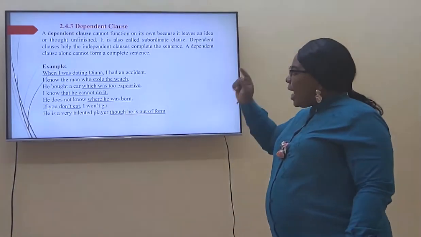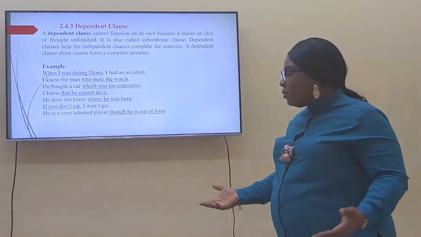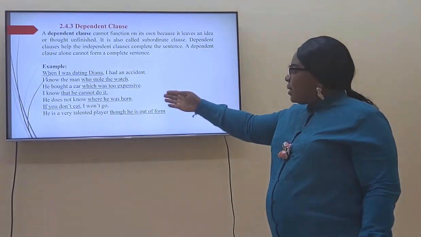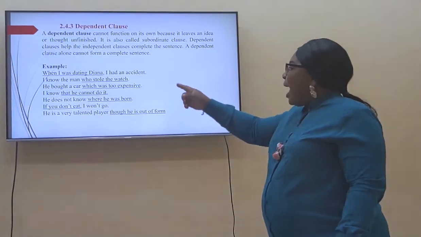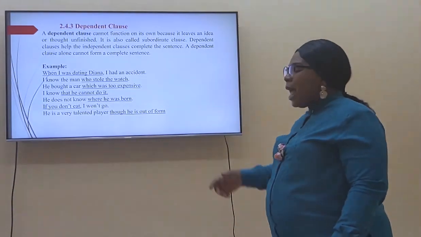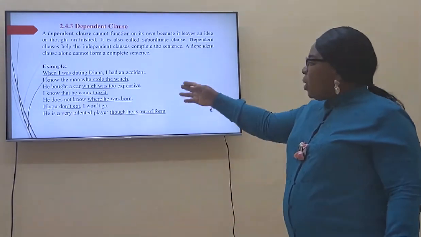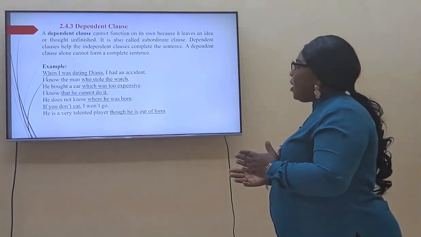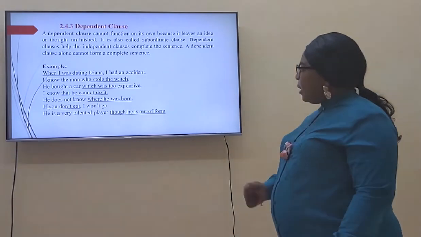The next one, I know the man. Okay? You know the man. Which man? Who stole the watch? You see that? He bought a car, which was too expensive. I know that he cannot do it. I know. What do you know that he cannot do? So if you look at these examples, you see they are dependent clauses that have to depend on another clause for them to make a complete meaning.